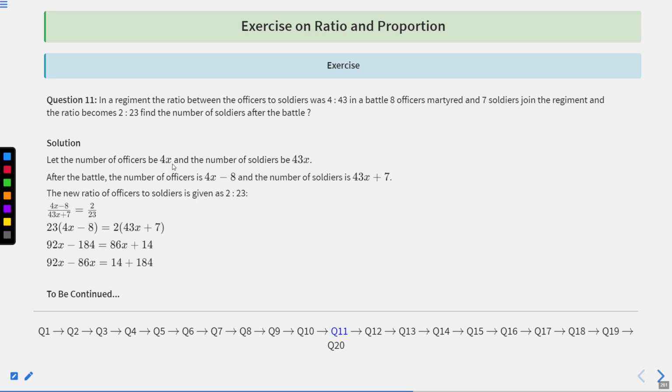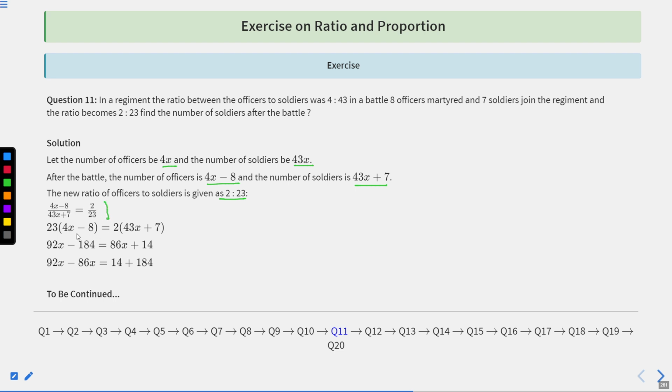Let the number of officers be 4x and the number of soldiers be 43x. After the battle, the number of officers is 4x minus 8 and the number of soldiers is 43x plus 7. The new ratio of officers to soldiers is given to be 22 is to 23. So (4x minus 8) upon (43x plus 7) is equal to 22 upon 23.